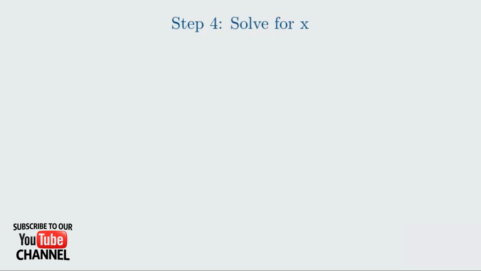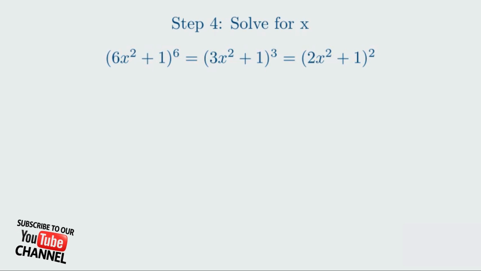Now, let's use the actual definitions of a, b, and c. Remember, a was 6x squared plus 1, b was 3x squared plus 1, and c was 2x squared plus 1. Substituting these back in, we get that the sixth power of 6x squared plus 1 must be equal to the cube of 3x squared plus 1, which must also be equal to the square of 2x squared plus 1. This is great. It means that (6x squared plus 1) to the 6th equals (2x squared plus 1) to the 2nd. Taking the square root of both sides gives us a simpler equation.